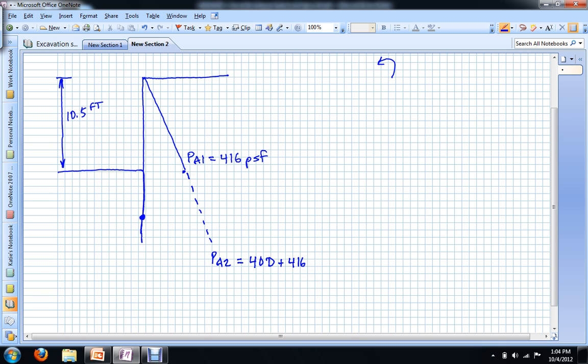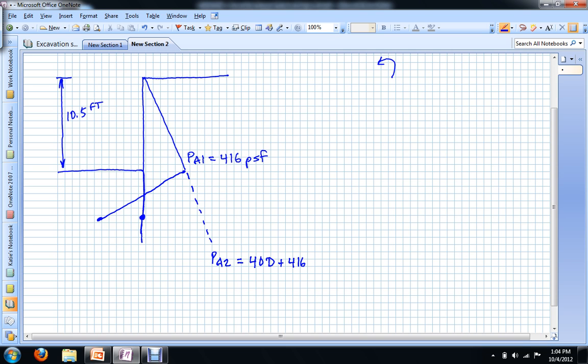Now, one of the things that we did was compute what we call PE. That is really defined by the line that connects some portion over here on the excavated side to this value PA.